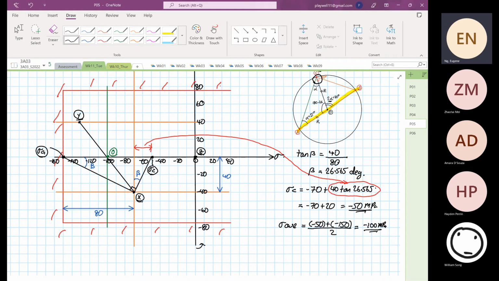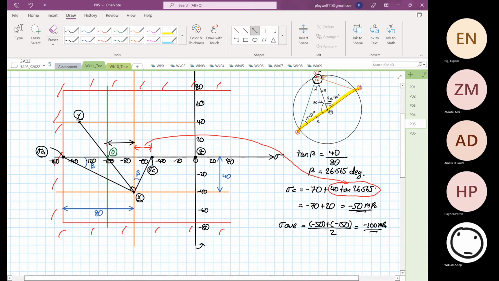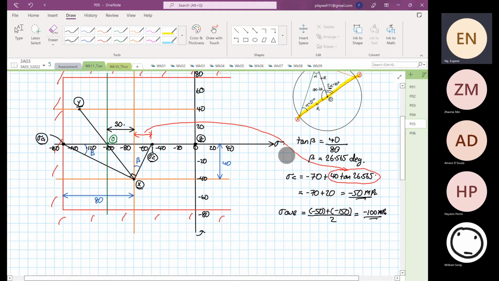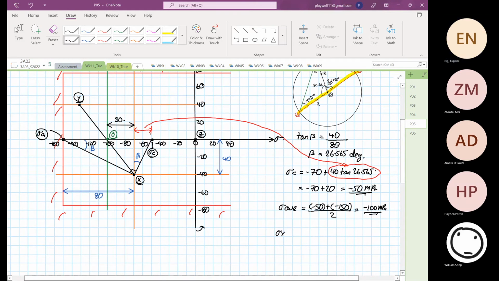Okay, so we are aware that the distance from here to here, this distance over here, is equal to what? This distance is 10, 20, 30, right? 30. So we know that our stress Y2 is equal to minus 100 minus 30, which is equal to minus 130 megapascal.